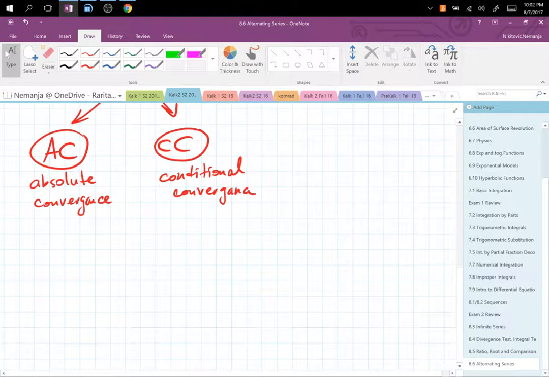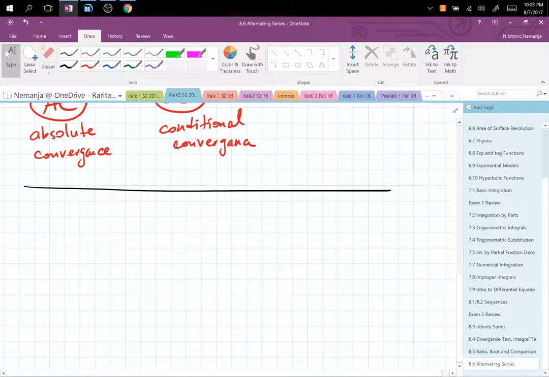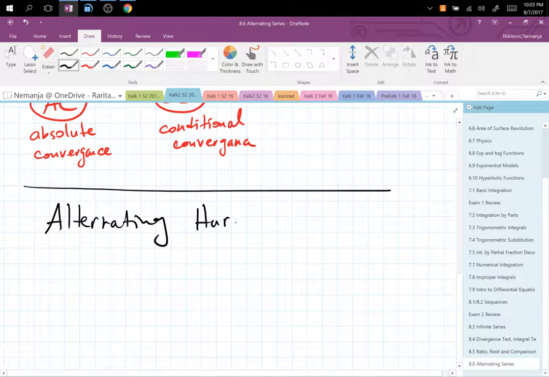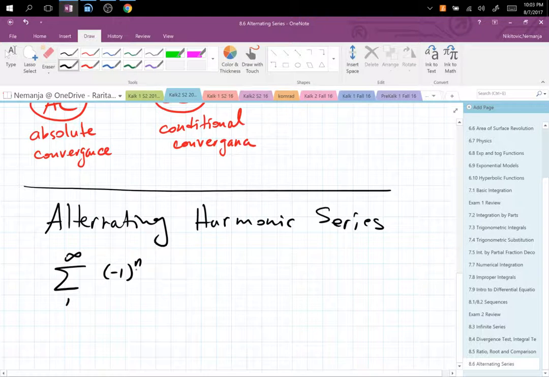Now let's test this out on a problem. It is much more systematic to see it in a problem. I'm going to look at the alternating harmonic series. What do we know about the harmonic series? It diverges. Harmonic series, 1 over n, divergent. But alternating, let's see what that does. Alternating harmonic series: summation from 1 to infinity of negative 1 to the n over n.